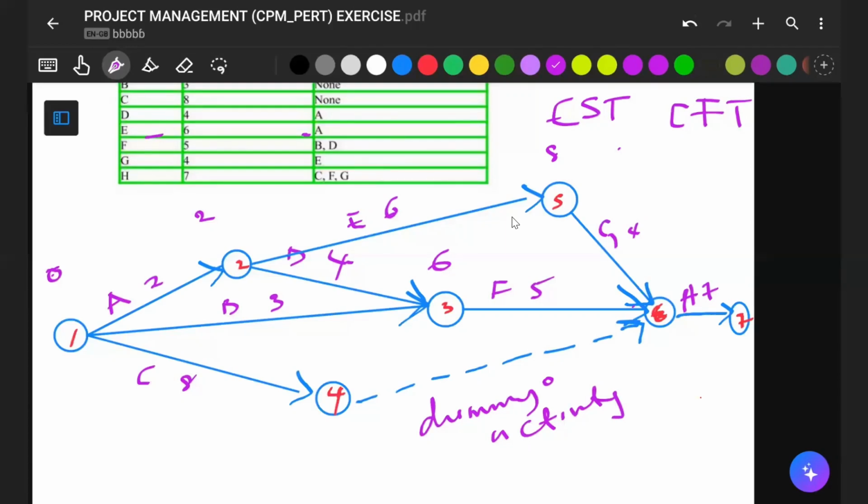So now we have 2 plus 6. We have 8 here for activity E. This is the finishing time for activity E. This is the starting time for activity E. When you come here for activity G, the starting time here, we are seeing 8.